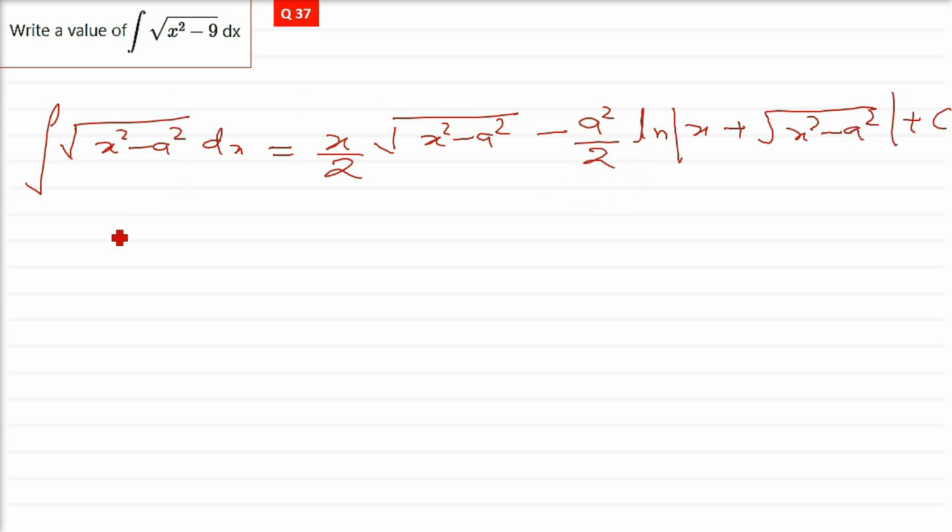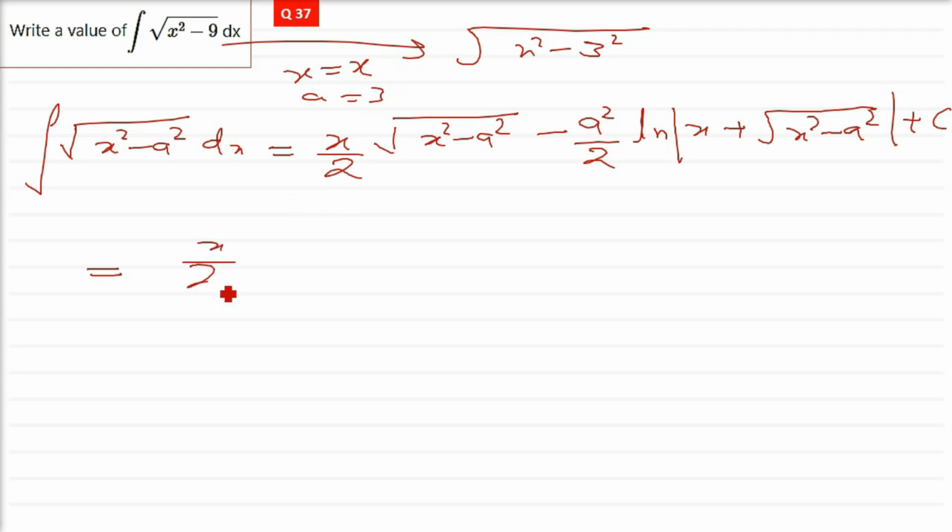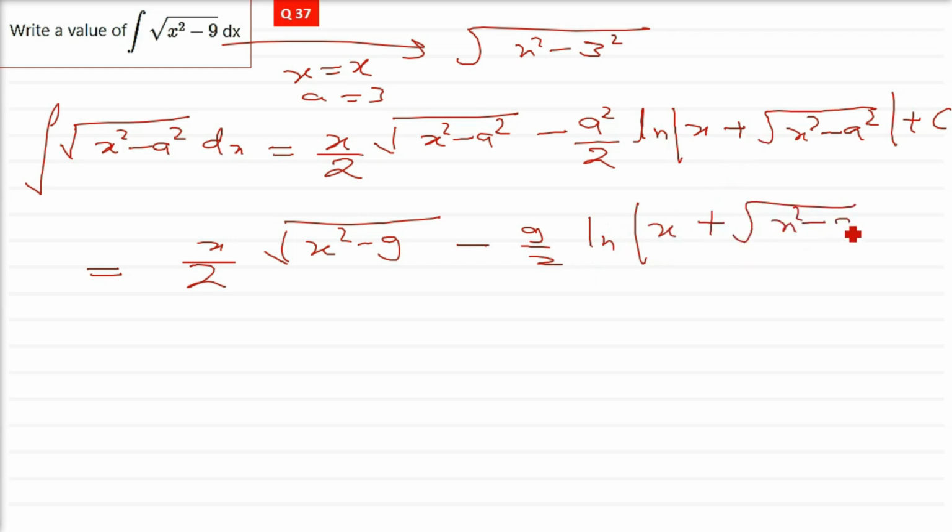So wherever we encounter a, we can write 3. Why? Because x will be x and a will be 3 here. So x square minus a square is x square minus 3 square, and a we will take as 3. So x by 2 under root of x square minus 9, minus 9 by 2 ln modulus of x plus under root x square minus 9, plus a constant of integration.